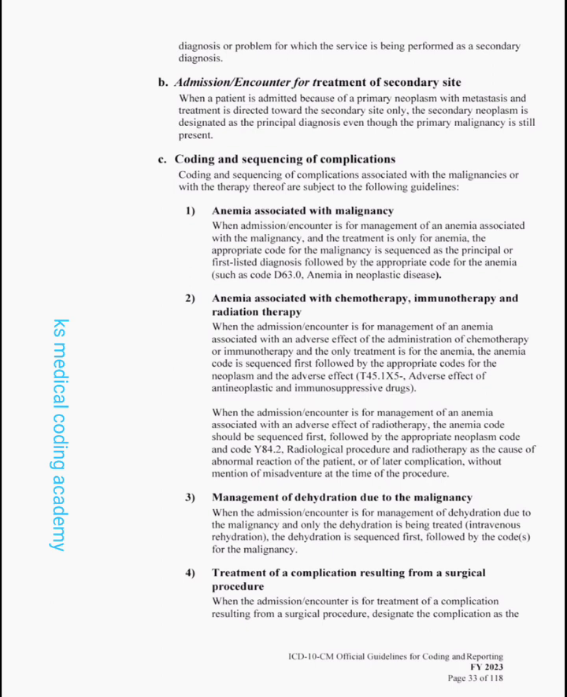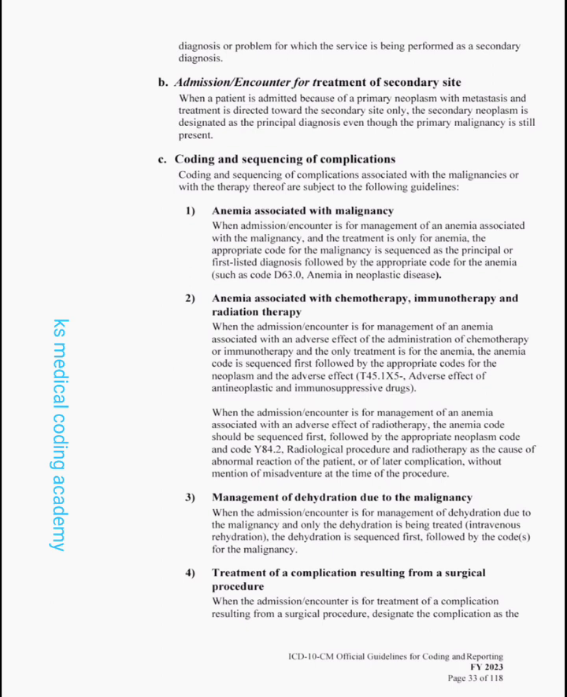2. Anemia associated with chemotherapy, immunotherapy and radiation therapy. When the admission encounter is for management of an anemia associated with an adverse effect of the administration of chemotherapy or immunotherapy and the only treatment is for the anemia, the anemia code is sequenced first followed by the appropriate codes for the neoplasm and the adverse effect, T45.1X5, adverse effect of antineoplastic and immunosuppressive drugs.